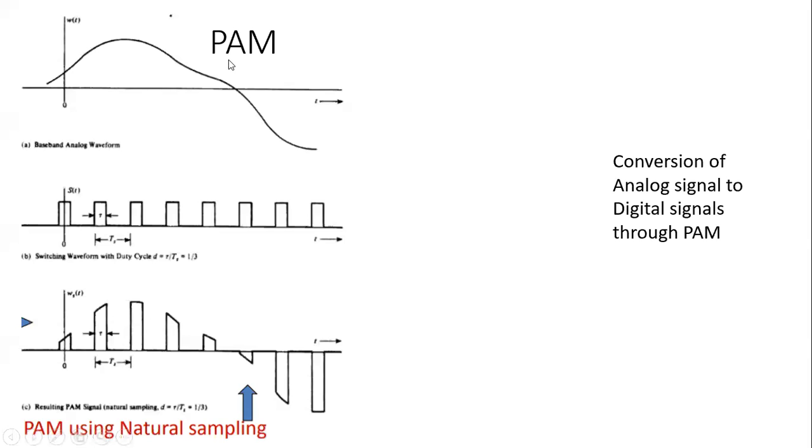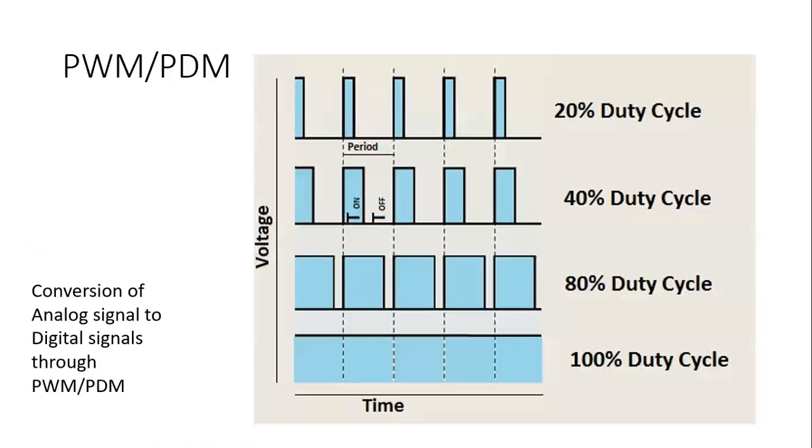So naturally, this analog signal, with the help of this pulse train, has got converted into PAM, that is pulse amplitude modulation, where the amplitude is varying with respect to the original signal, and the width of that particular pulse, when it will be there and when it won't be there, is decided by this particular pulse train. Okay. Then we have pulse width modulation or pulse duration modulation.